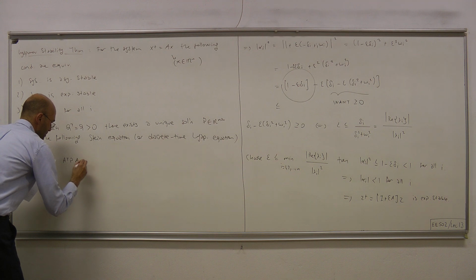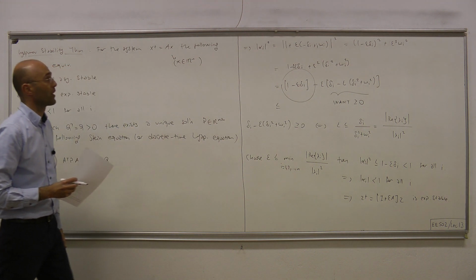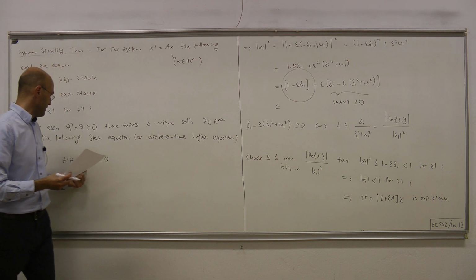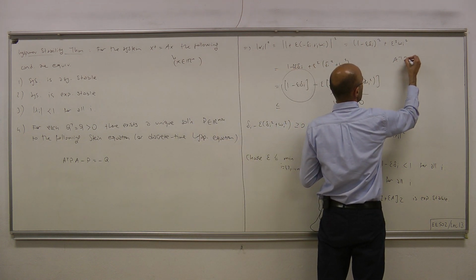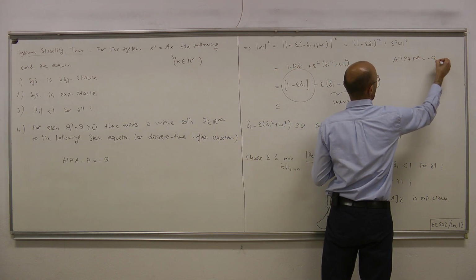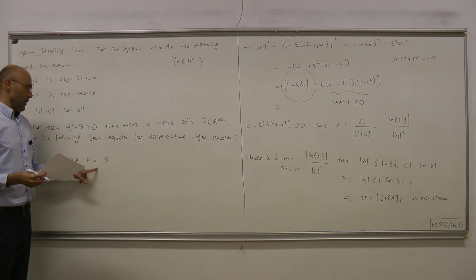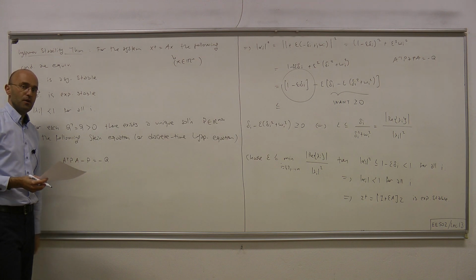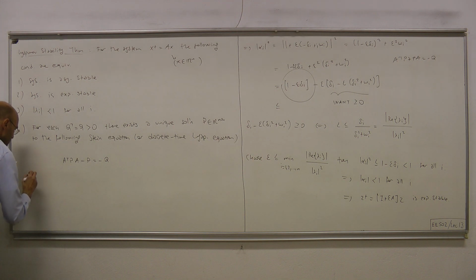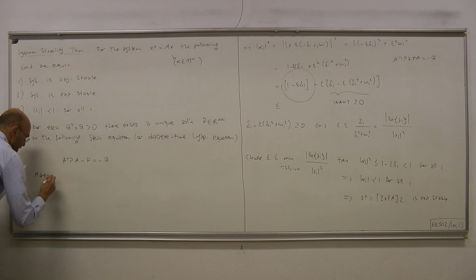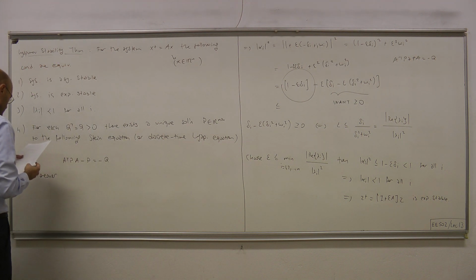A transpose P A minus P equals minus Q. Okay. Remember the Lyapunov equation for continuous time. It was A transpose P plus P A equals minus Q. Now for discrete time, that equation is transformed into this different looking equation. Okay. And moreover, as with the case with continuous time, P is symmetric and positive definite.